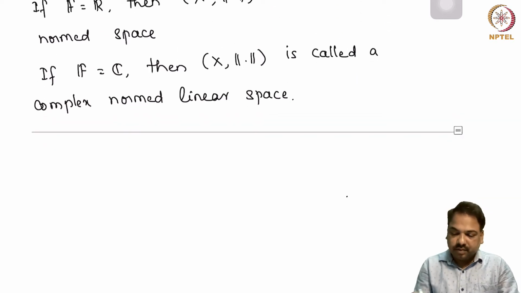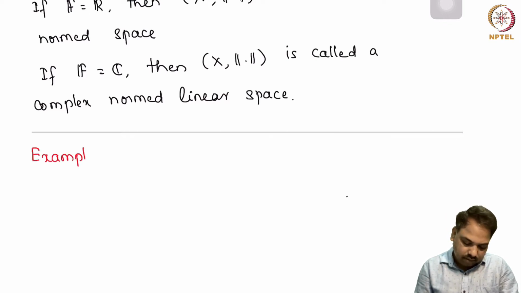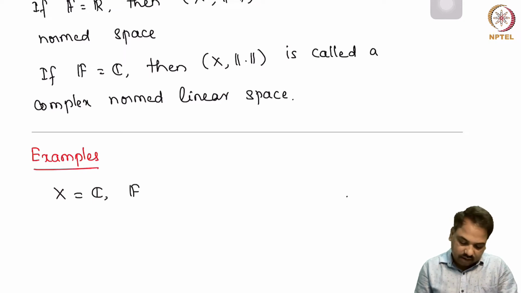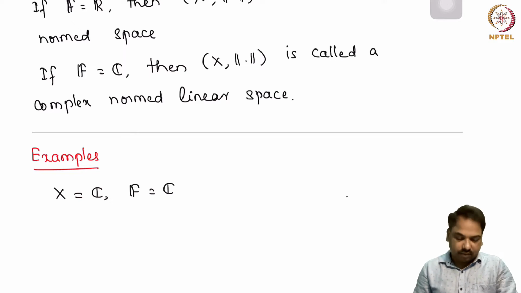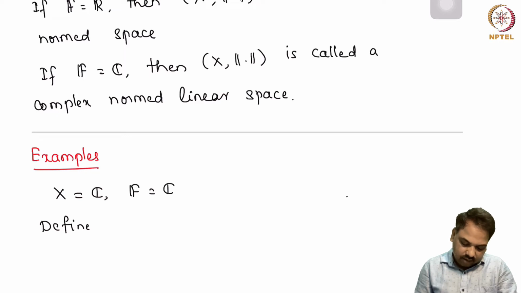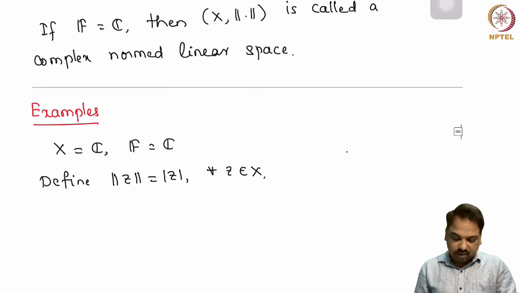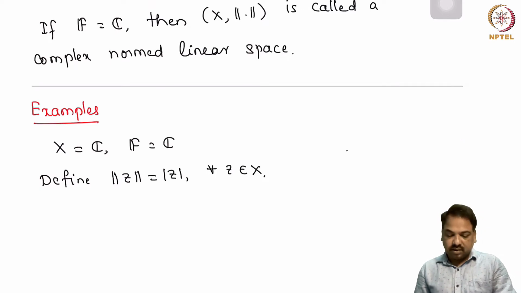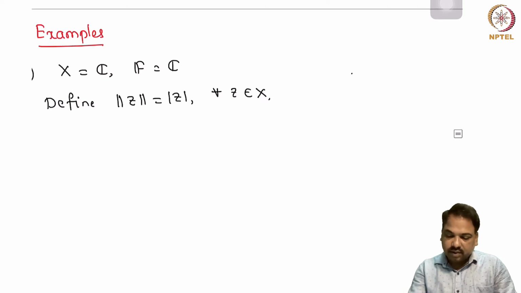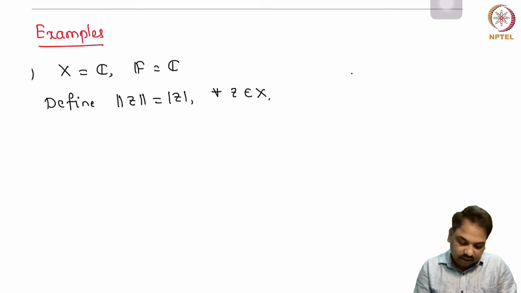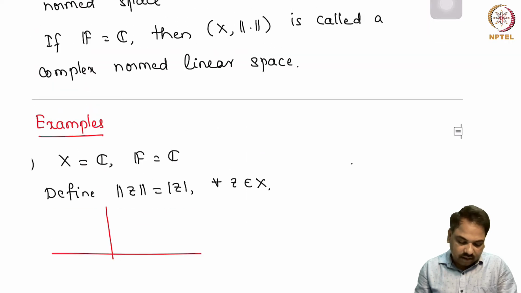Let us look at a simple example. Let us take X to be the complex plane, and in this case F equal to C. So define norm of z equal to mod z for every z in C. We can easily show that this function z going to modulus of z satisfies all the conditions of a norm. And we also know that modulus of z is nothing but the distance of the vector z from 0. Now, if you look at this example, let us get a nice geometric interpretation of the triangle inequality, the axiom that we have stated here.